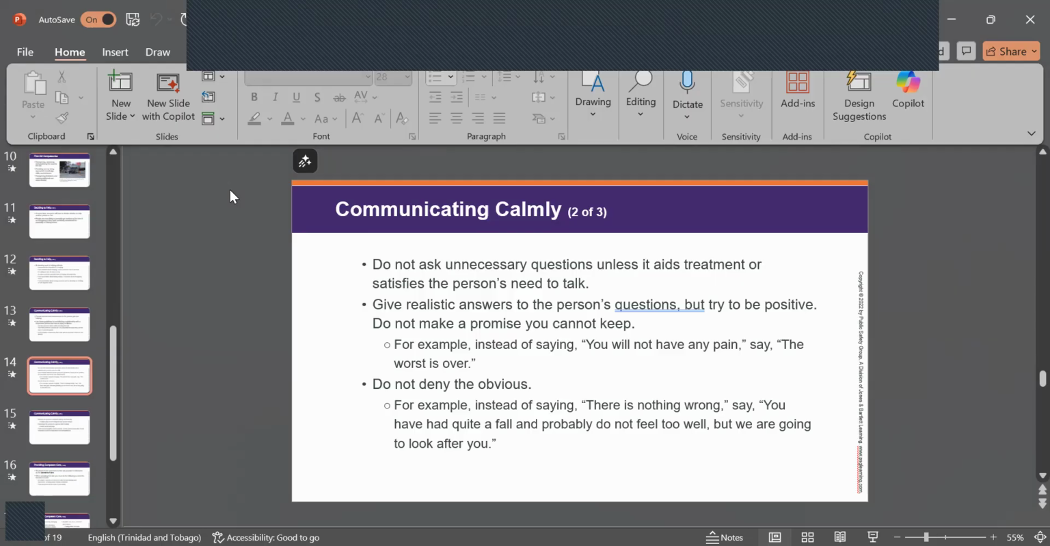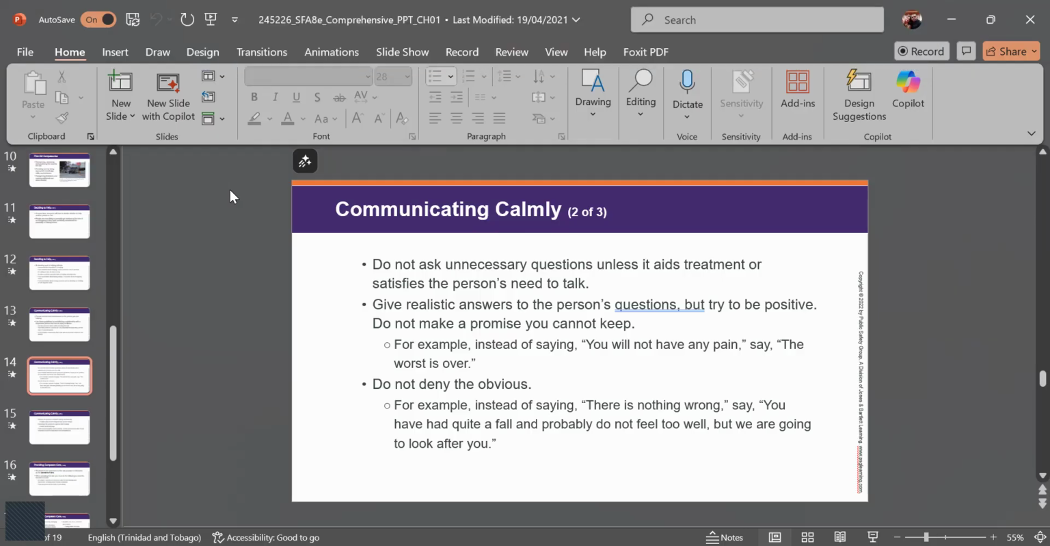Give realistic answers to the person's questions, but try to be positive. If you're not sure, say you're not sure. But I've called for help. Help is on the way, and they will assist you further. Do not make a promise you cannot keep. So we see here, for example, instead of saying you will not have any pain, say the worst is over.